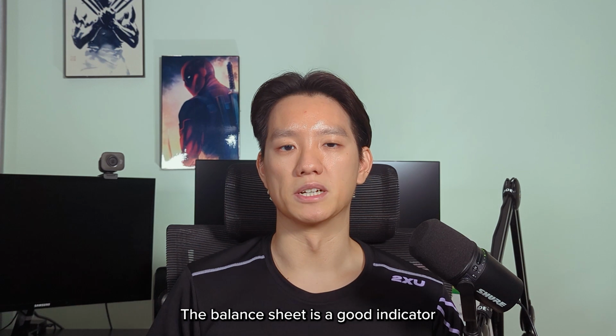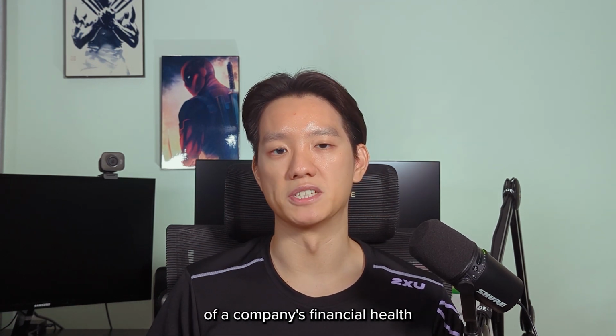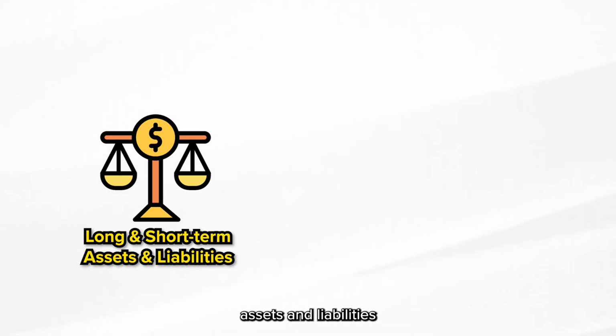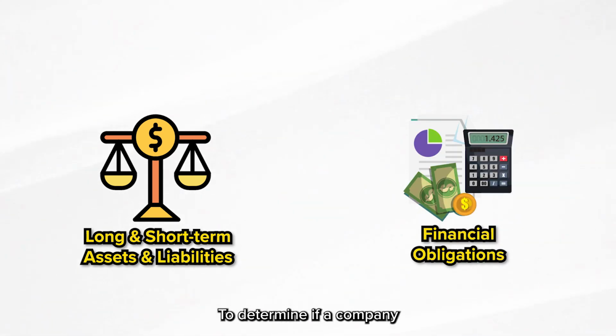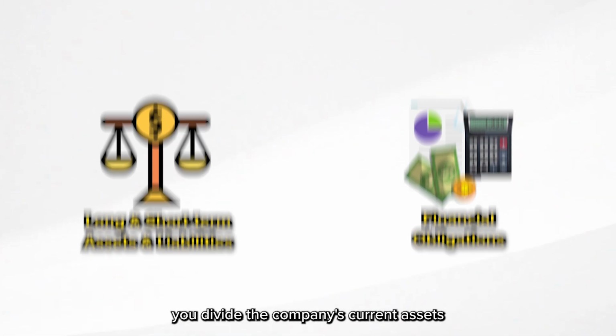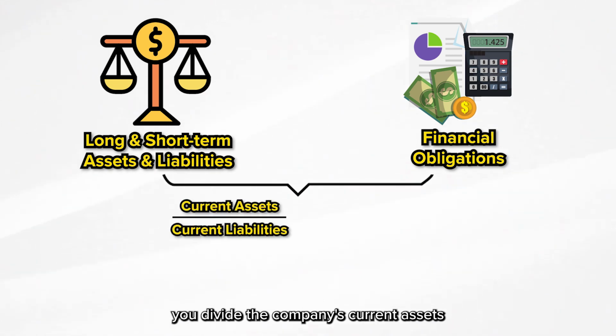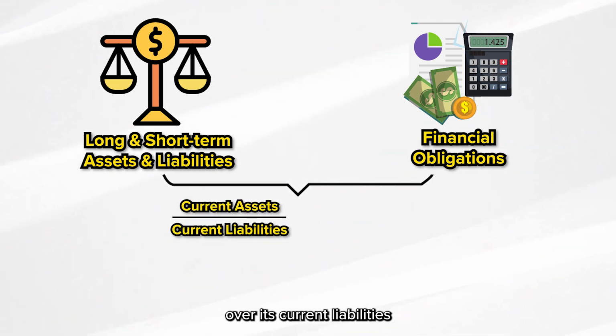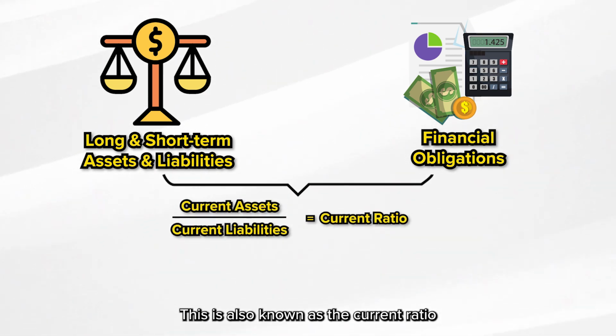The balance sheet is a good indicator of a company's financial health, as it provides a snapshot of the company's long and short-term assets and liabilities, and also its financial obligations. To determine if the company is able to fulfill its short-term financial obligations, you divide the company's current assets over its current liabilities. This is also known as the current ratio.